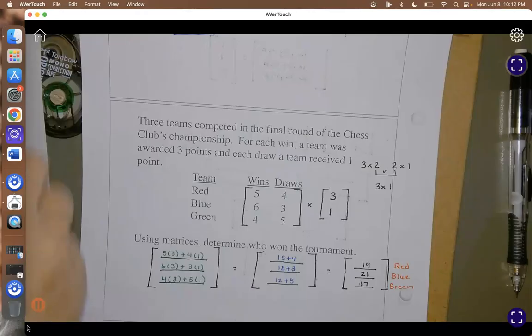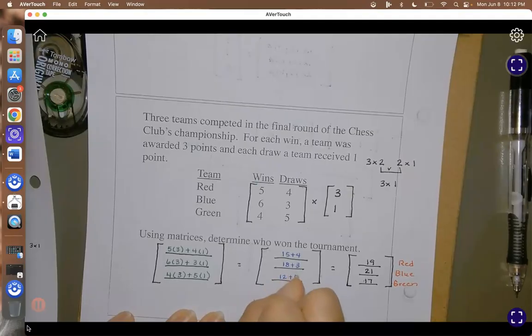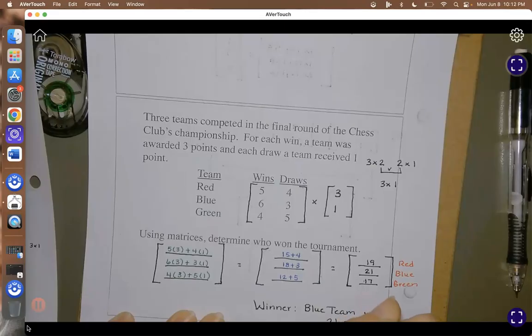So who wins this tournament? So the winner is the blue team with 21 points. So they beat red by 2 and green by 4.